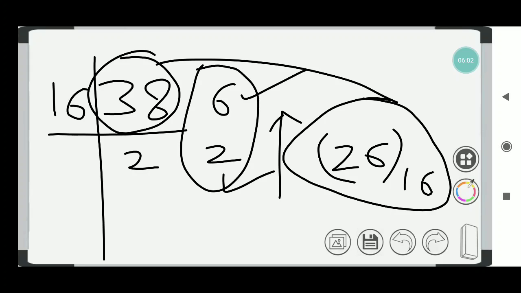So in this video, friends, we took the cases of conversion from decimal to binary, from decimal to octal, and from decimal to hexadecimal number system.